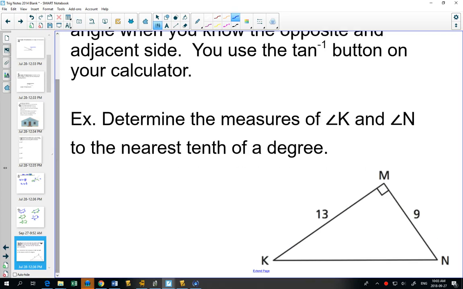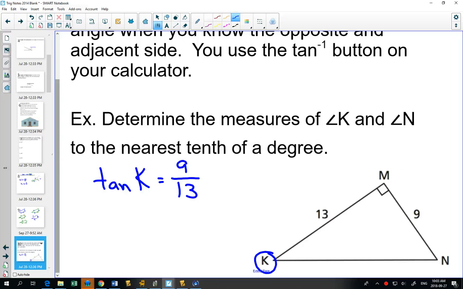So in this question, determine the measures of angle K and angle N. We start off by writing the definition. If I want to find angle K, then I know that tan of angle K is equal to the opposite, and this triangle is drawn upside down and sideways. So if I'm thinking about angle K, what is the length of the opposite side? 9. What is the length of the adjacent side? 13.